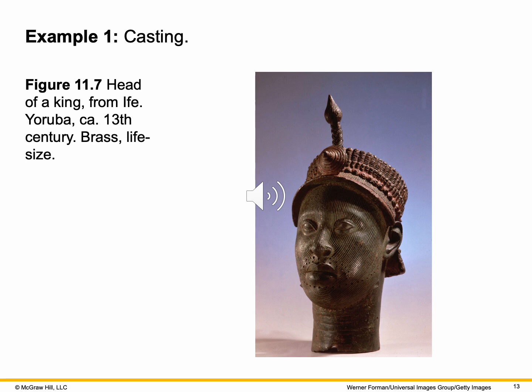Anything that can be melted can be cast, although metals are the most commonly used material. Superheated until it flows, the metal will pour freely into the tiniest crevices and forms, and then harden to extreme durability. This head of a king from Ife in today's Nigeria was made by a Yoruba artist using molten brass.